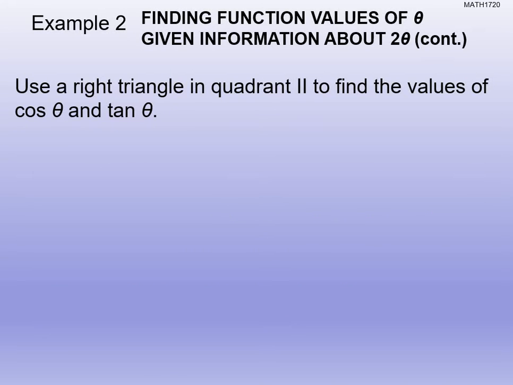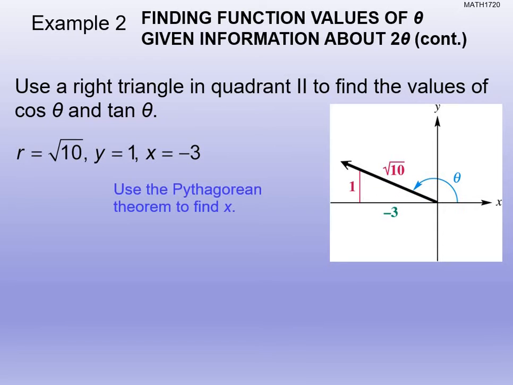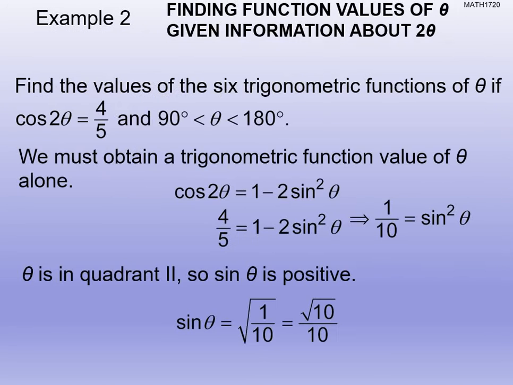Now that we know that sine of theta is square root of 10 over 10, we can draw the triangle in that quadrant and find all the missing values. Now that we know the hypotenuse is square root of 10, we can work backwards, and it's easier to work backwards. I'm going to step back a slide.